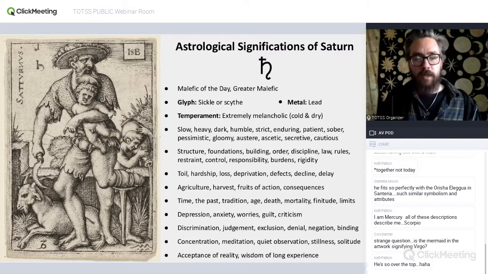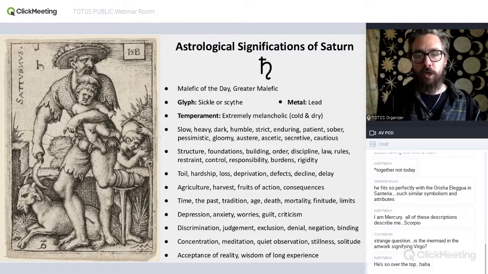All right, Saturn also signifies discrimination, in the neutral sense of making a difference between one thing and another, not necessarily the more negative sense. Also, judgment, exclusion, denial, negation, and binding. But also concentration, meditation, quiet observation, stillness, solitude. Those are all very Saturnian things too. Going on a meditation retreat is an extremely Saturnian thing to do. You're bound and restricted, and you're just sitting there with your own weird thoughts and anxieties. You're not talking to other people, and you're being still and quiet.